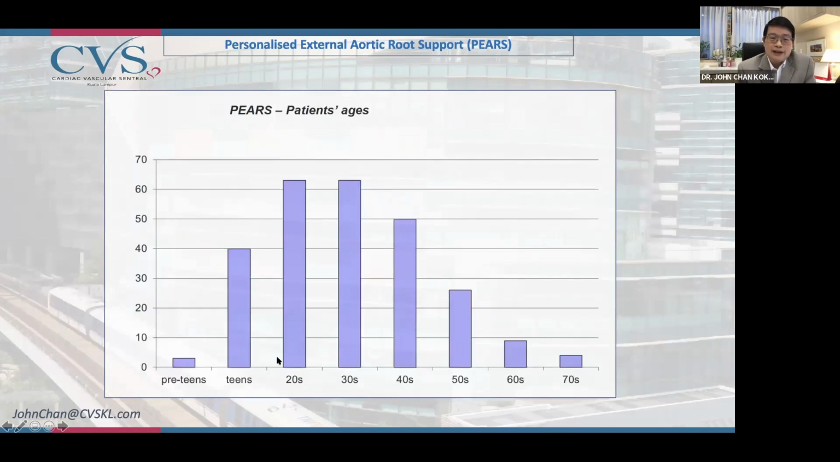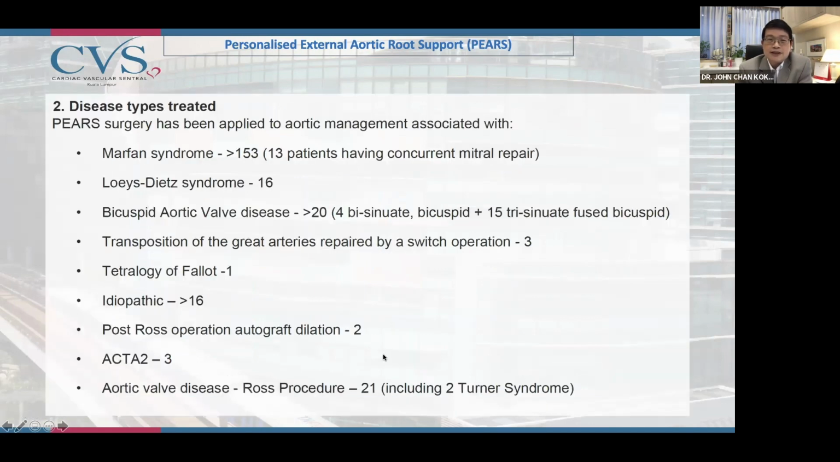And this is the age range of the patients treated. This is a condition which affects the younger age group, so most of the patients are between 20 and 40 years of age. And this is the range of conditions treated. Most of them have Marfan syndrome, which is a connective tissue disease. Then some have Loeys-Dietz syndrome, bicuspid aortic valve disease, and so on.